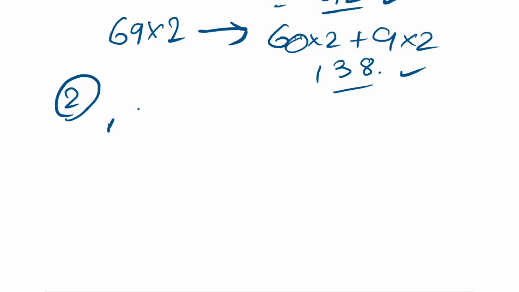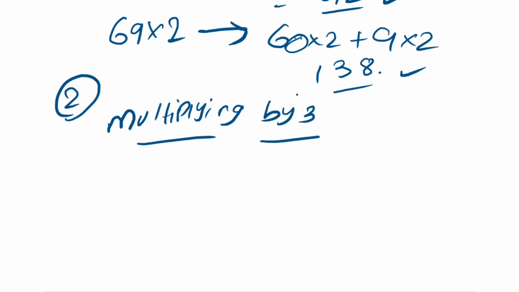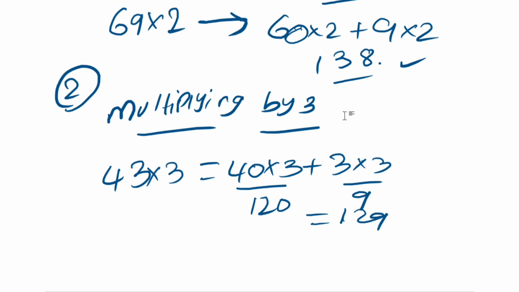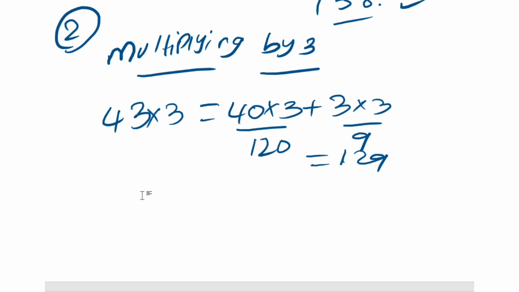Next one is multiplying by 3. How can we multiply by 3? For example, if we are in a scenario to multiply 43 into 3, what you can do is split it and multiply it: 40 into 3 and 3 into 3. 40 into 3 would be 120, and it's going to be 9. So total 129. So 43 into 3 would be 129.